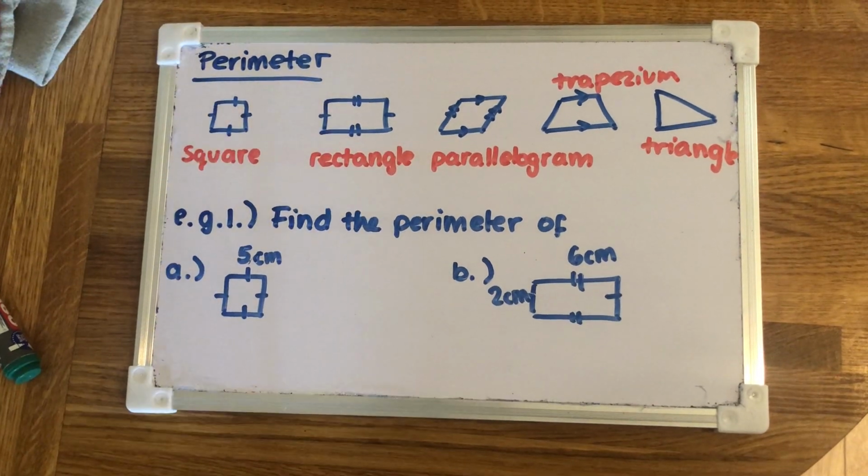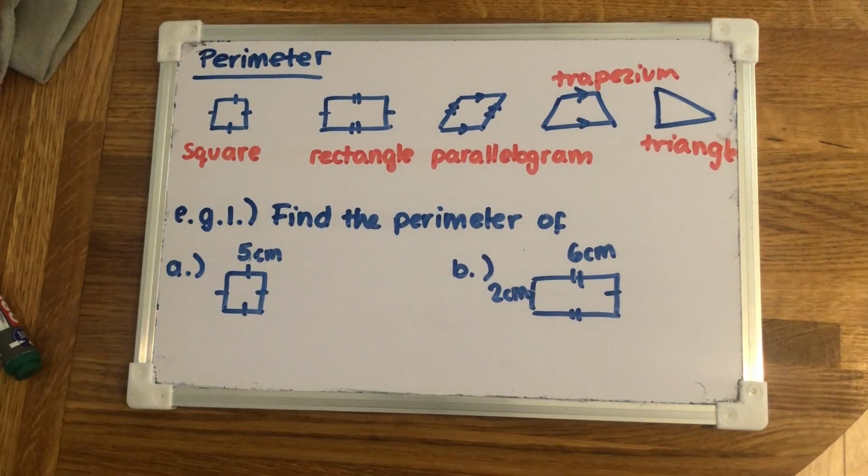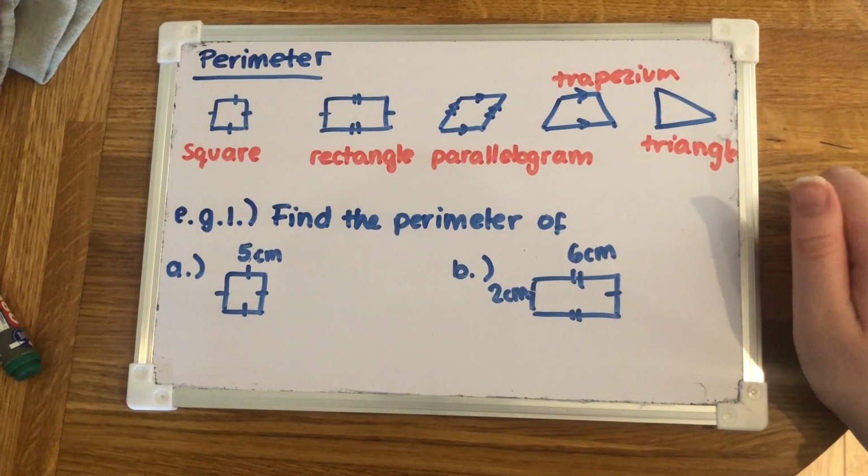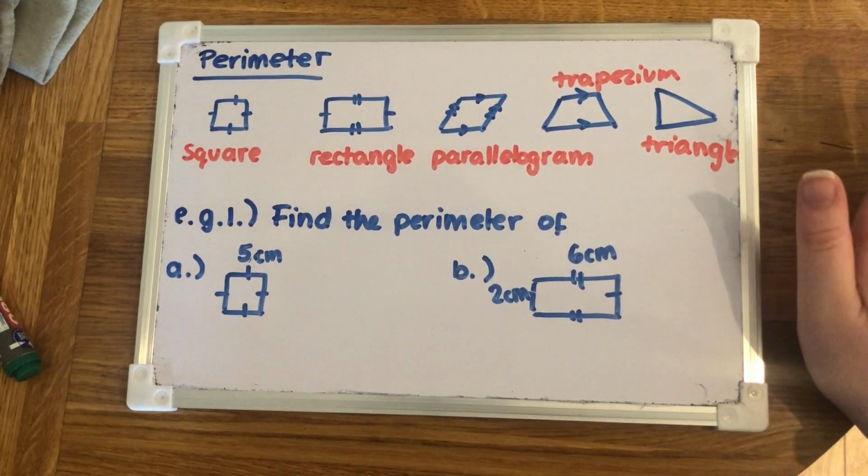Okay, so in this video we're going to be talking about how to find perimeters of basic shapes. So I've written them here. The first thing you've got to make sure is that you know the different types of shapes.